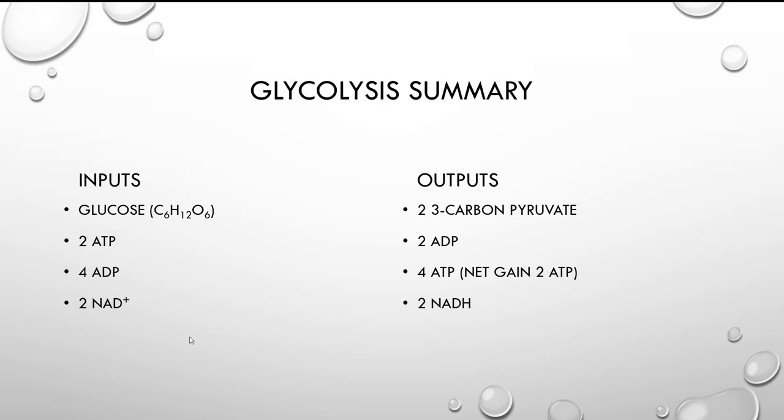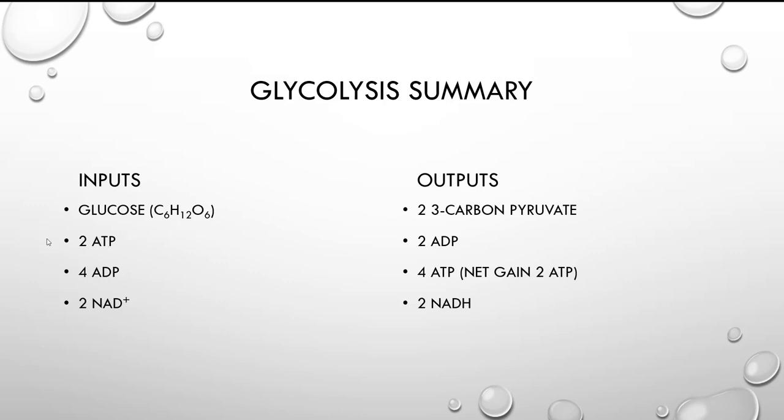So again, I suggest that you have in your notes a little table chart. You'll have the inputs column and the outputs column, and then a row for glycolysis. The input of glycolysis, as we stated before, was glucose. And then for the outputs, we ended up with 2 3-carbon pyruvate. So that's what happened to the glucose. We basically just split this C6H12O6 into 2 3-carbon pyruvate.